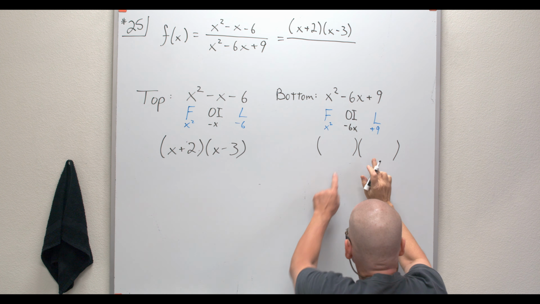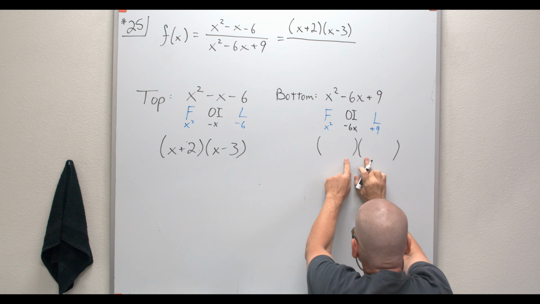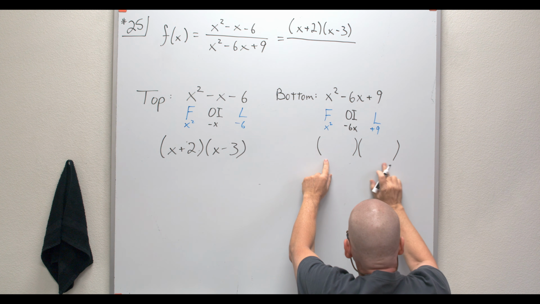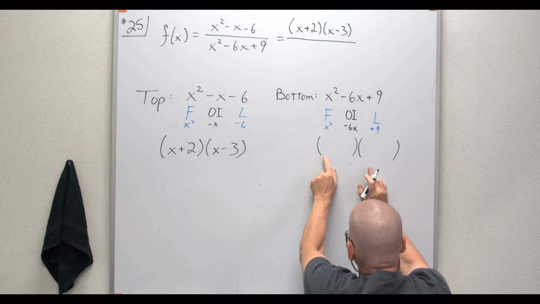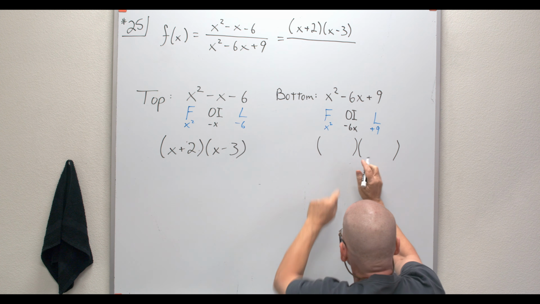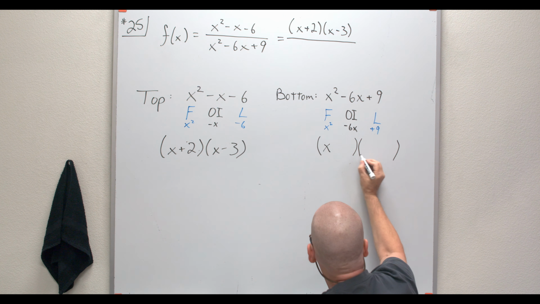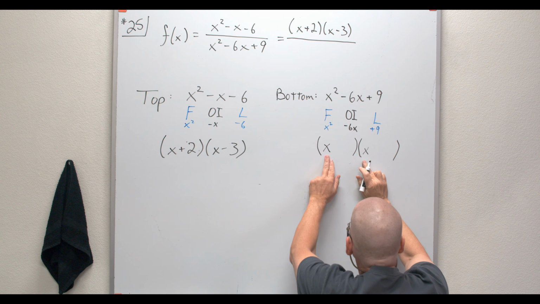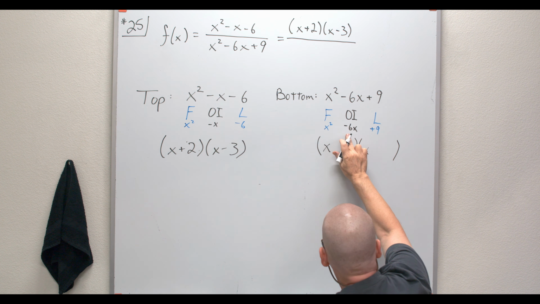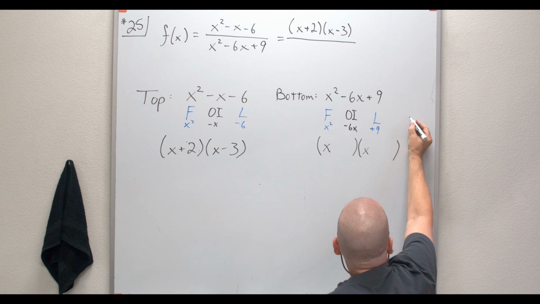For this arrangement, these ones are on the inside, they are the inners. These are on the outside, they are the outers. First term, second term, I want to be here. First times first, these have to be the x squared, x times x. I don't worry about these yet. I think in terms of how can I get to a positive 9?